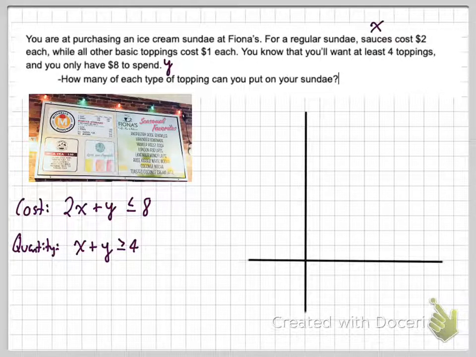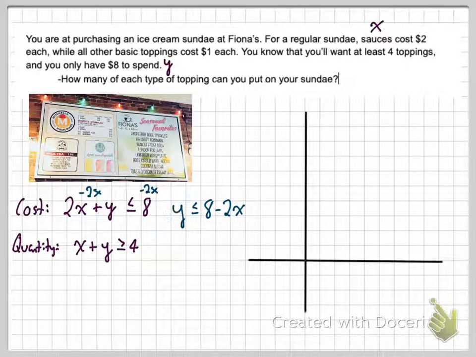So from this point, you would be able to put both of these in as a relation in your graphing calculators. I think that for these, they're pretty simple to get into slope-intercept form. We can do it in one step. So I'll show you how to do it on here. In class, we'll go over how to do it in the calculator again. For the cost equation, I'm just going to move over the 2x. So my equation is y is less than or equal to 8 minus 2x.